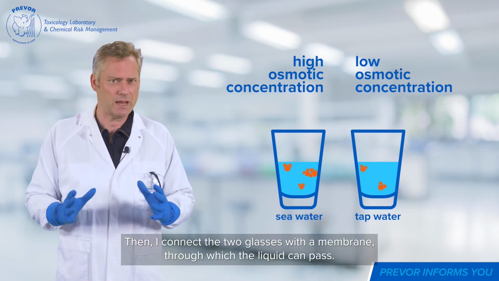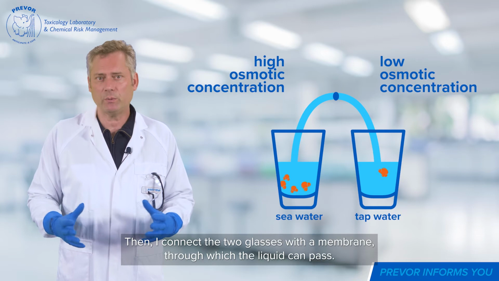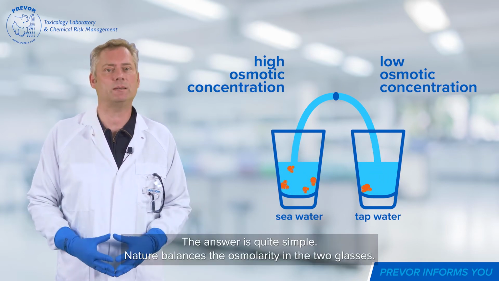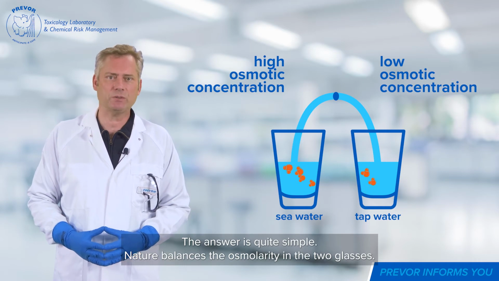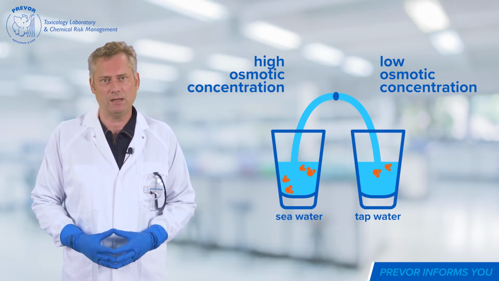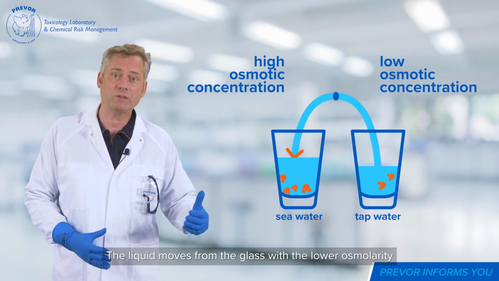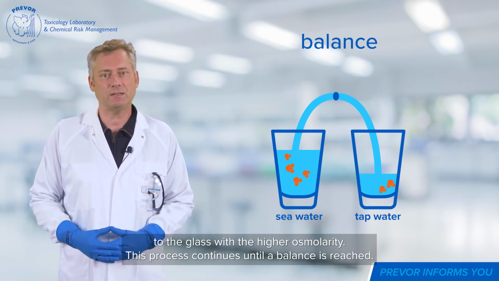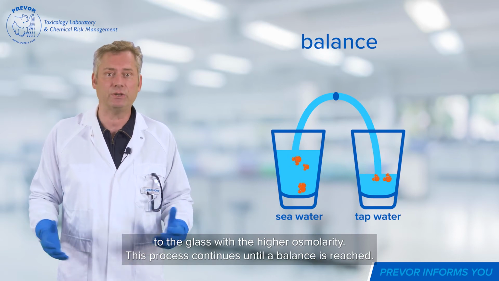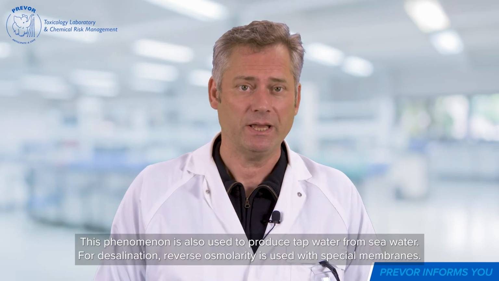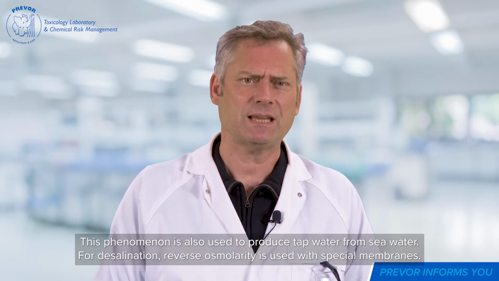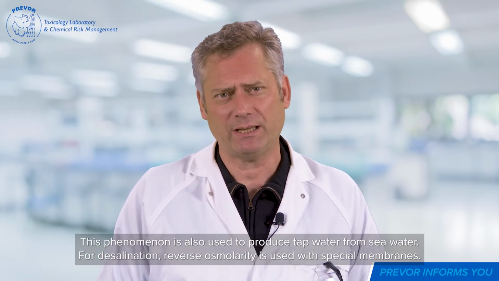Then I connect the two glasses with a membrane through which the liquid can pass. What will happen? The answer is quite simple. Nature balances the osmolarity in the two glasses. The liquid moves from the glass with the lower osmolarity to the glass with a higher osmolarity. This process continues until a balance is reached. This phenomenon is also used to produce tap water from seawater. For desalination, reverse osmosis is used with special membranes.